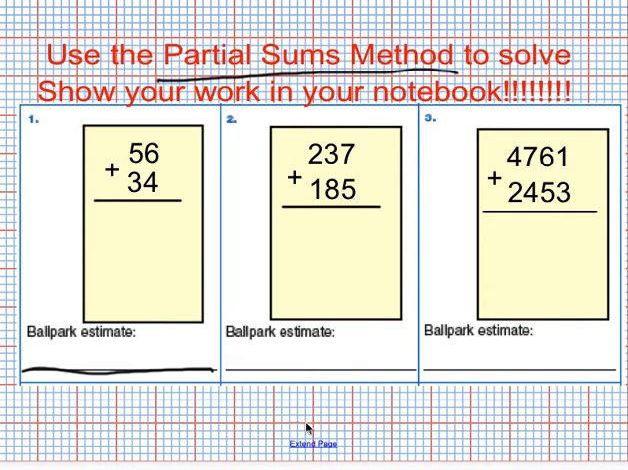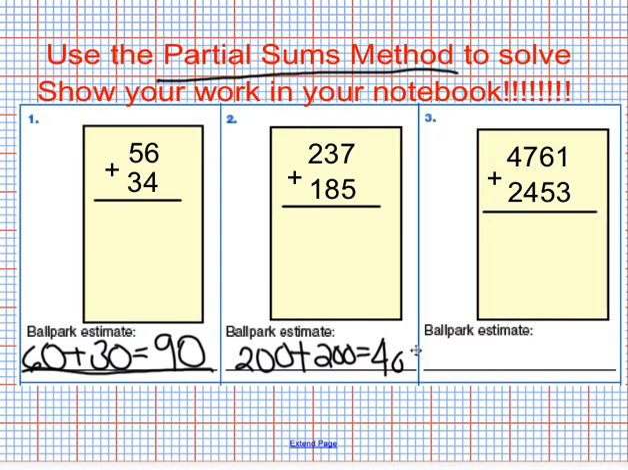When you are going to be working in your math journal, you will have a chance to do them more independently. But thinking about 56 plus 34, so 56 we know is rounded up to 60, plus 34 is closer to 30. So our ballpark estimate for the first problem is about 90. So when you work out your problem using partial sums, hopefully you get an answer of about 90. Next problem, we have 237 plus 185. We know that 237 rounds to 200. 185 also rounds to 200. So our ballpark estimate would be 400.